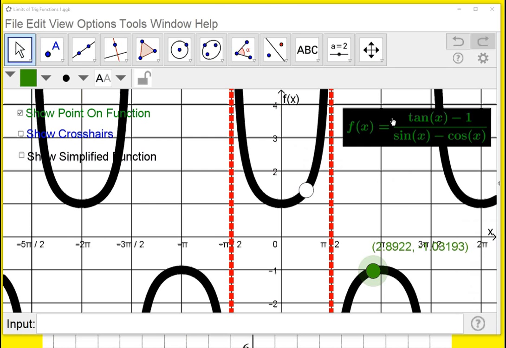Okay, so here's our function f of x equals tangent of x minus 1 over sine of x minus cosine of x. We used trig identities, we simplified, we canceled common factors, and we arrived at the limit at pi over 4 is equal to approximately 1.4. Let's take a look at the graph and see if that's the case.